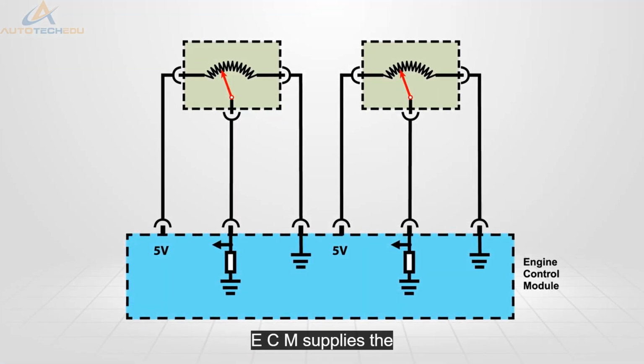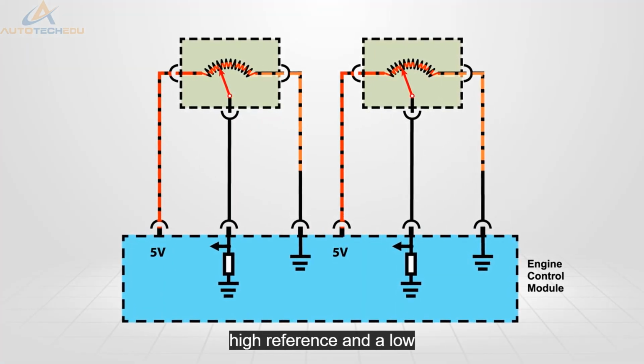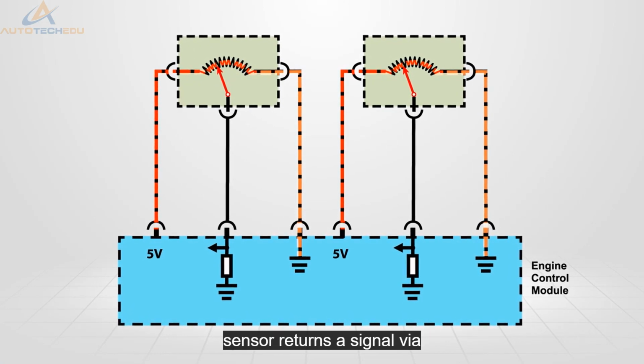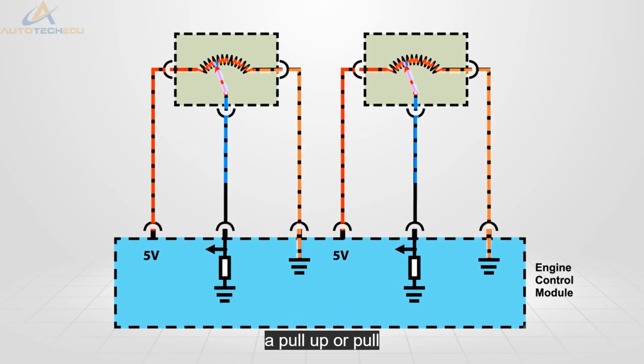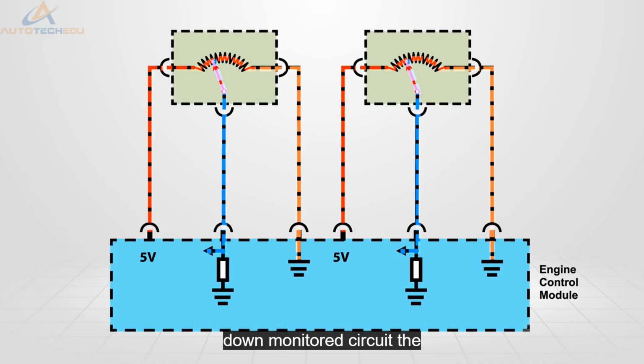The ECM supplies the TPS with a high reference and a low reference circuit. The sensor returns a signal via a pull-up or pull-down monitored circuit.